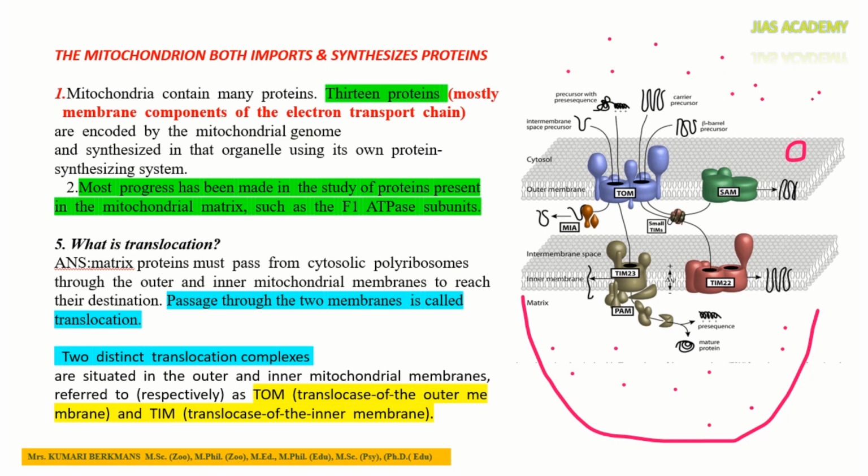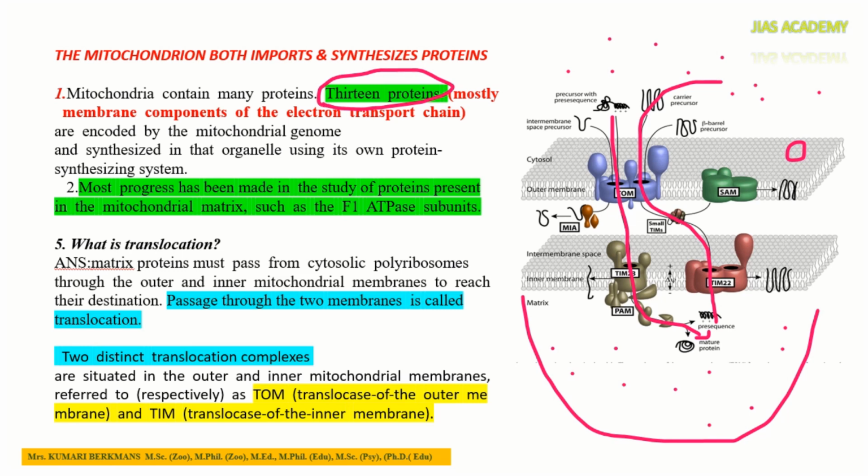Now the proteins from the cytoplasm enter into the mitochondria through the outer membrane, where there is a special structure called TOM, and then enter the next structure called TIM. So there is a passage through which the protein from the cytosol enters the mitochondria through the TOM and TIM, and comes to the mitochondrial matrix. How many proteins? There are 13 proteins.